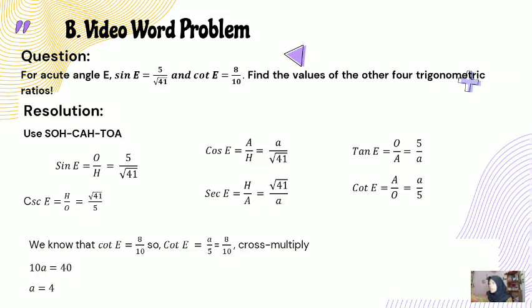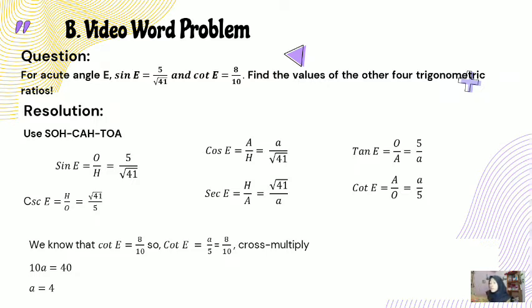And next, tangent A equals O per A equals 5 per 8, and cosecant A equals H per O equals square root of 41 per 5, and secant A equals H per A equals square root of 41 per 8, and the last, cotangent A equals A per O equals 8 per 5. We know that cotangent A equals 8 per 5, so cotangent A equals A per O and equals 8 per 5.